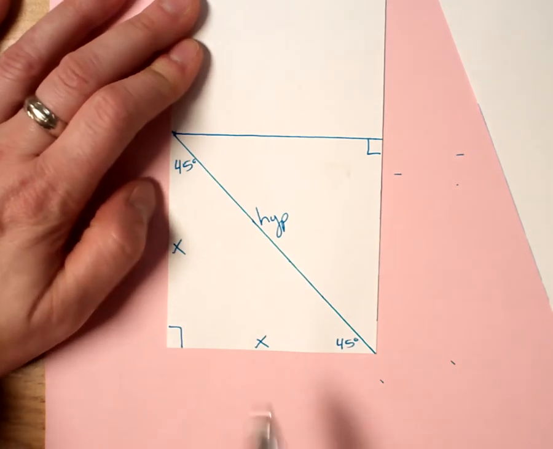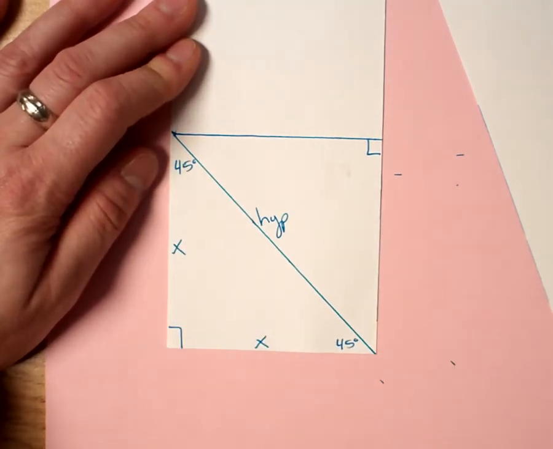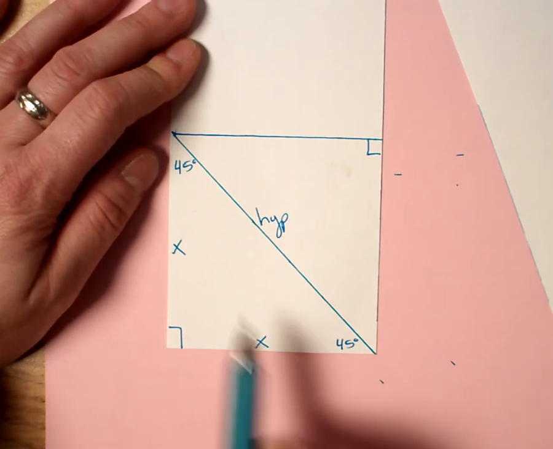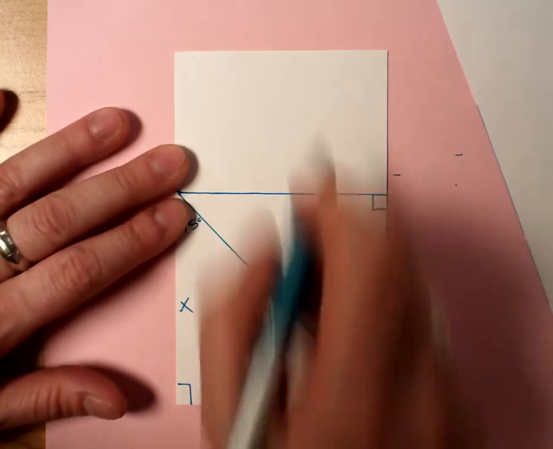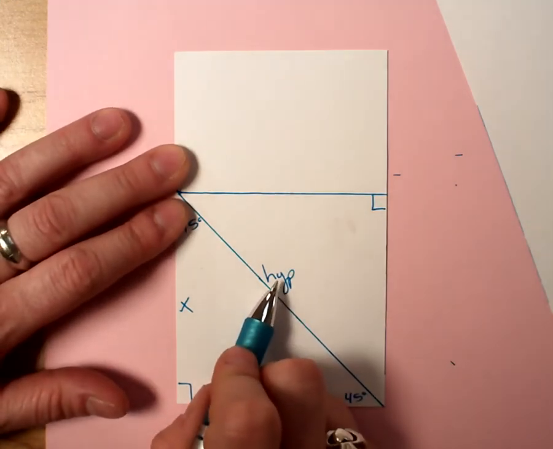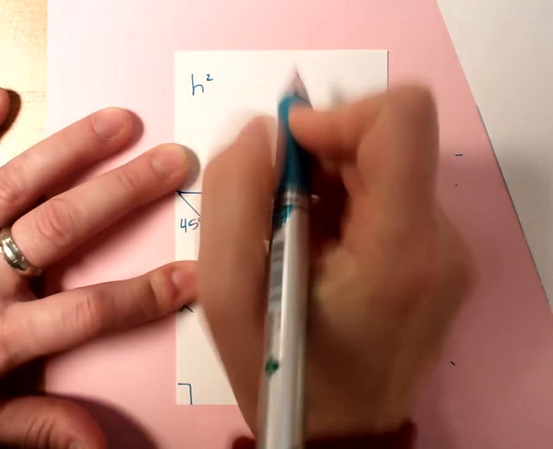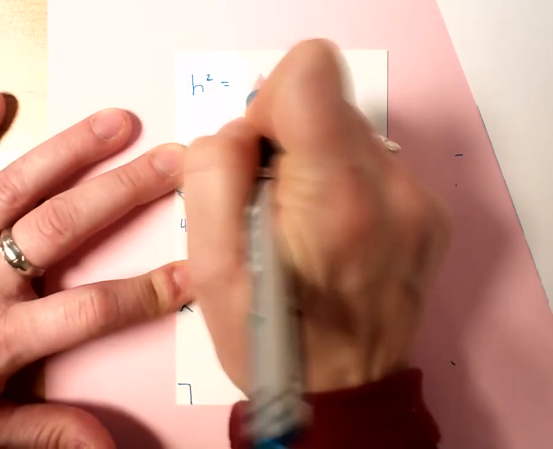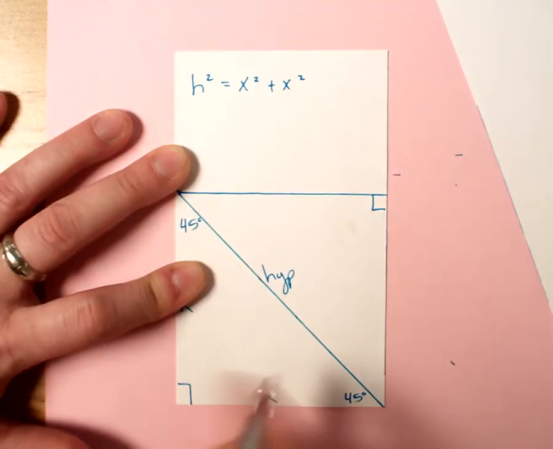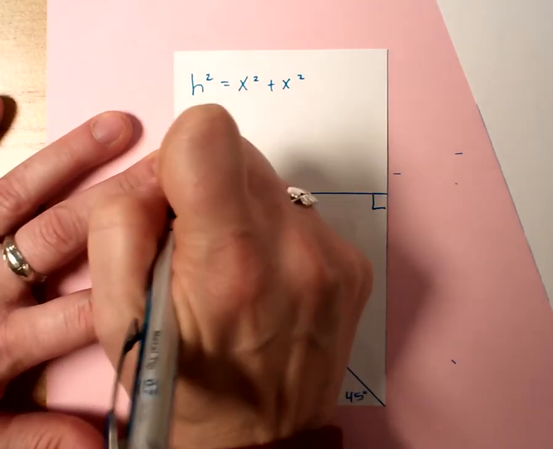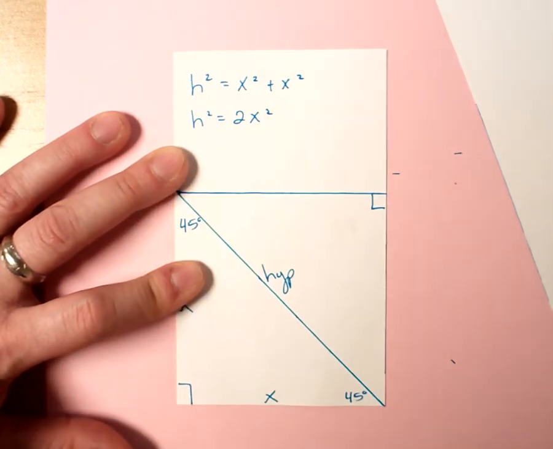Now what I want to understand is the relationship between my legs and the hypotenuse in that 45, 45, 90 triangle. So what I'm going to do is some Pythagorean theorem. So we can set this up. I'm going to call the diagonal of the square, or the hypotenuse of this triangle, h. So I can say h squared is going to equal my x squared plus my x squared. Now I can collect my like terms on this and say h squared is 2x squared.